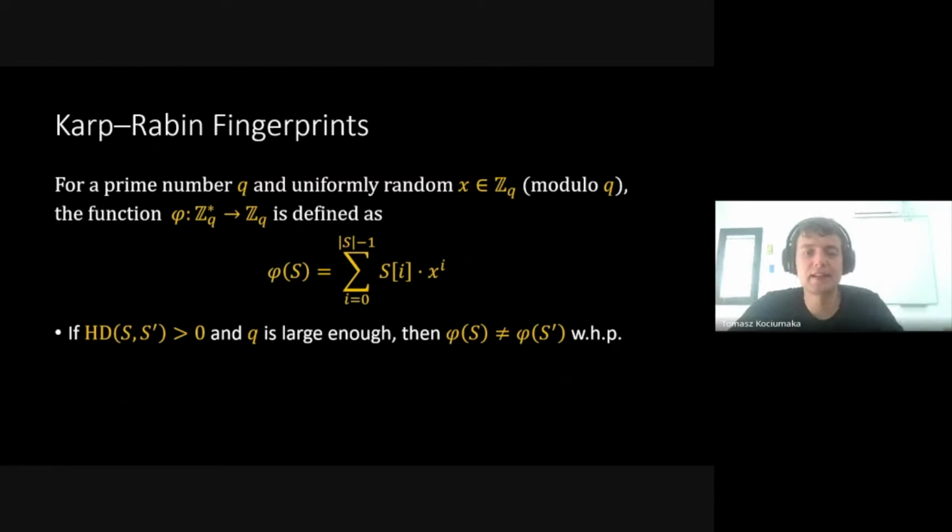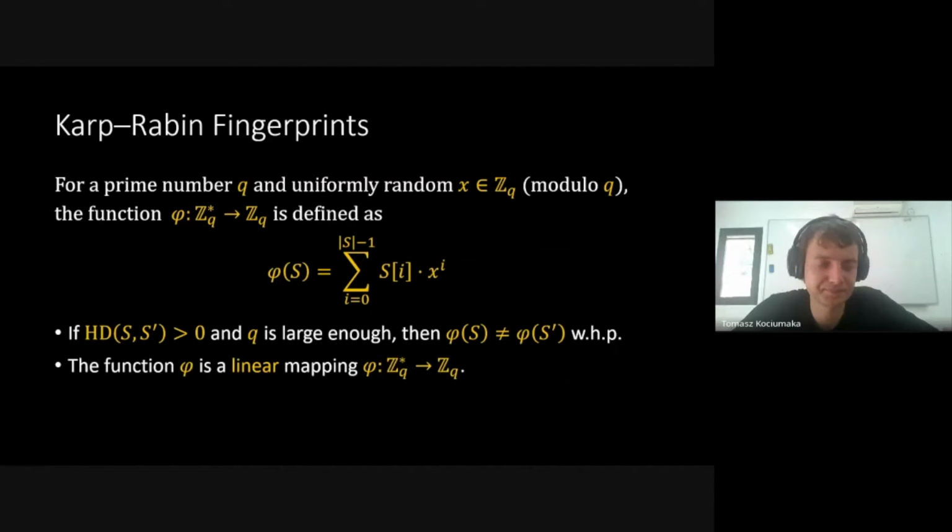And this is a function. So whenever we have the same matching strings, we have matching fingerprints. But also, if Q is large enough, if the strings are different and of the same length, then the fingerprints are going to be different with high probability. And so that means that this is a good hash function. But it also has further nice properties.